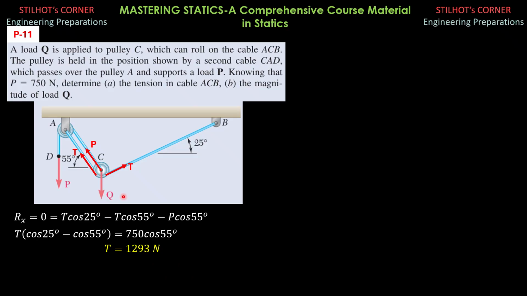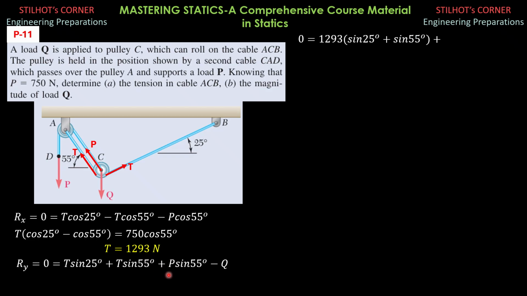Then in the second part, what is the value of Q? Summation of forces in y equals 0. So Ry is 0: T sine 25 degrees plus T sine 55 degrees plus P sine 55 degrees minus Q. So substitute the value of both T and P. 1293 quantity sine 25 degrees plus sine 55 degrees plus 750 sine of 55 degrees minus Q equals 0. So Q is the sum of these two. So Q is 2220 newtons. So that's it for this problem.